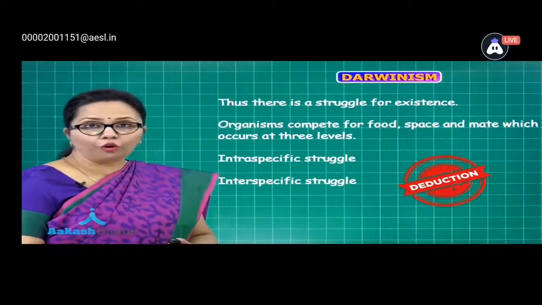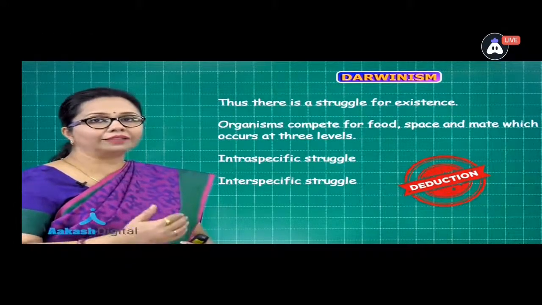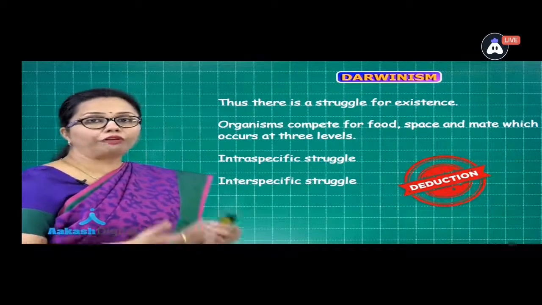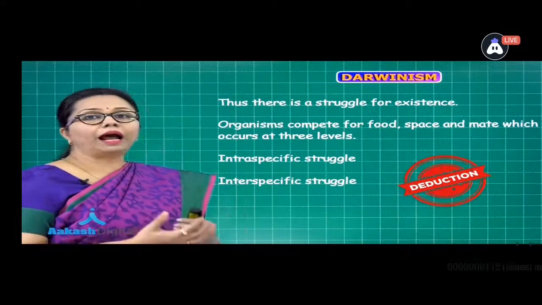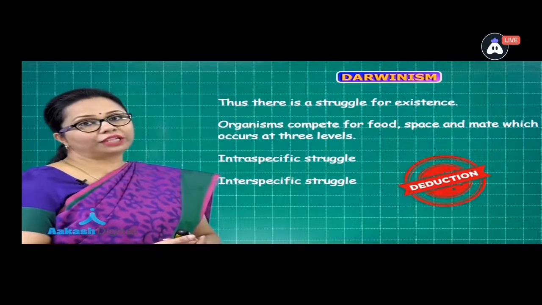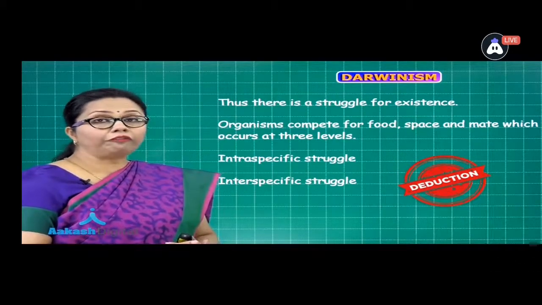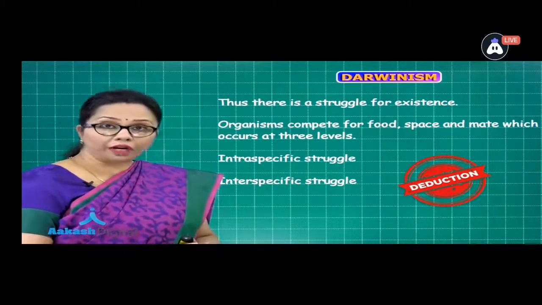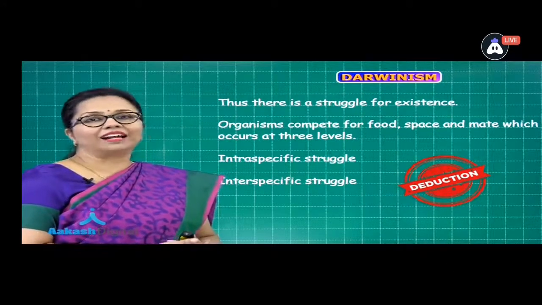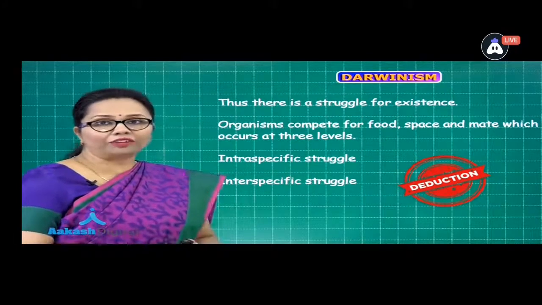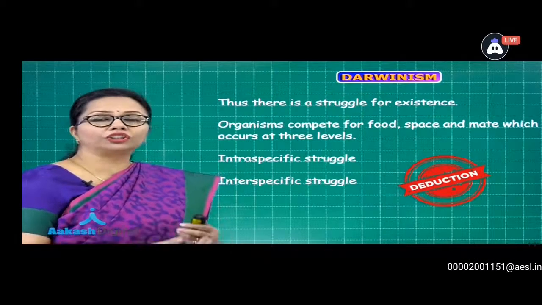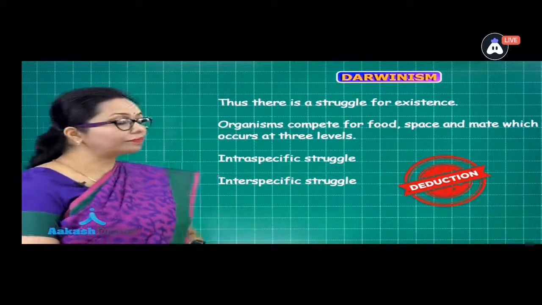Now, through the food chain, we know that each organism in the food chain is the food of the other. Like in a forest, a deer and a tiger both are running fast, and one has to run faster than the other. Because if the deer runs faster, the tiger would have to sleep without dinner. And if the tiger runs faster, the deer would lose its life. So there is a constant struggle between the two.